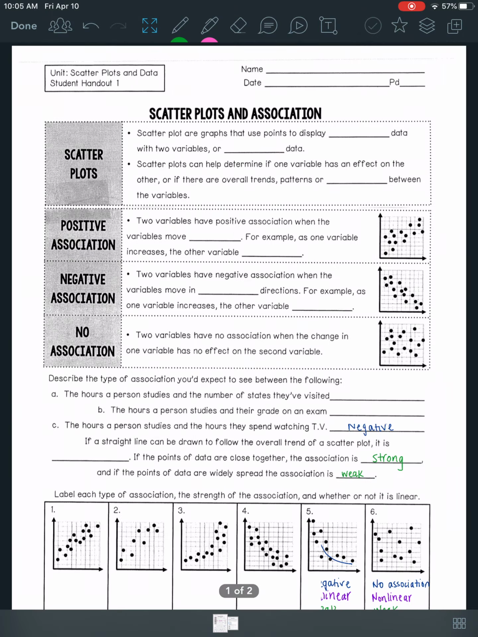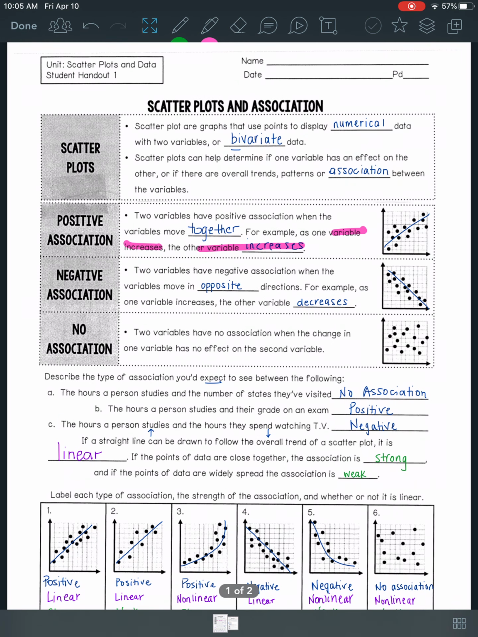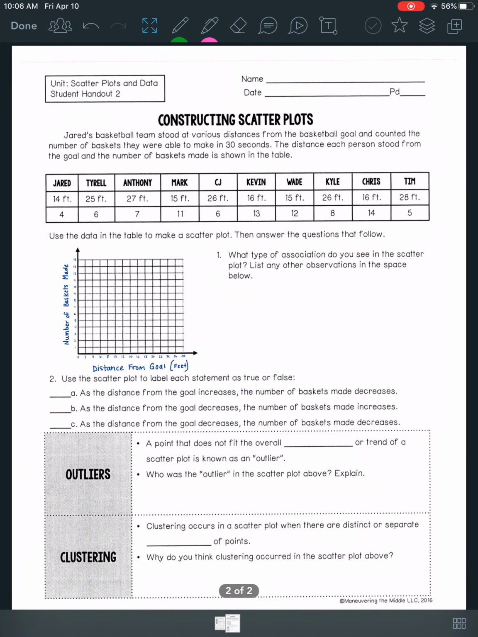All right, so we got that first page filled out. Hopefully you can identify, if you are given a scatter plot, does it have positive, negative, or no association? Is it a straight line or non-linear? Or are the points congregated close together? Is it strong? Or are the points more spread out? Is that weak? Okay. Last thing we're going to do today is actually construct a scatter plot.